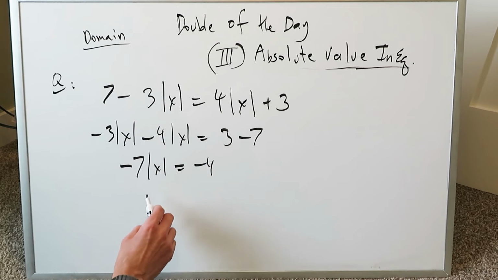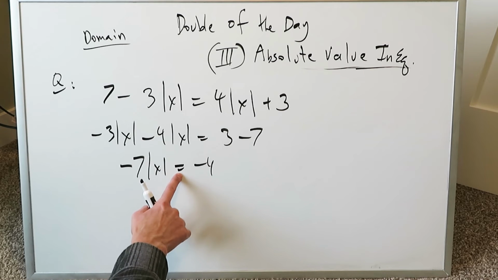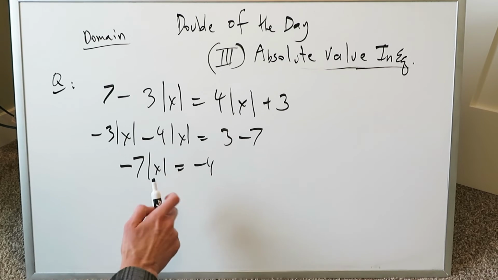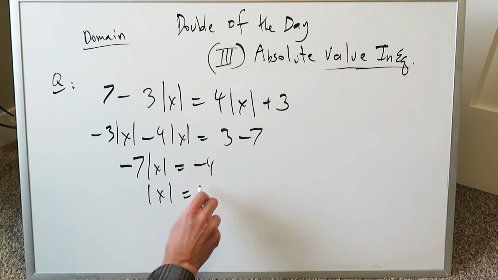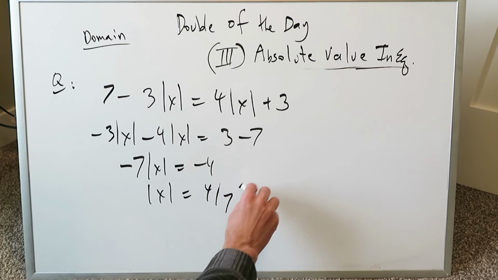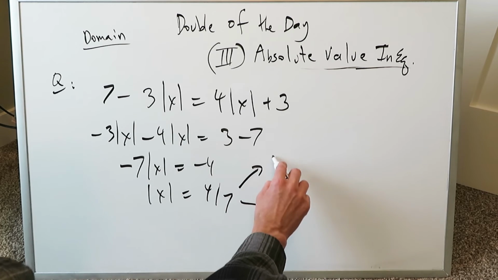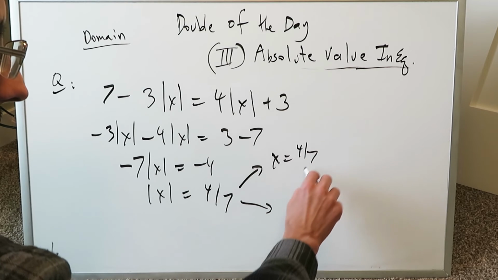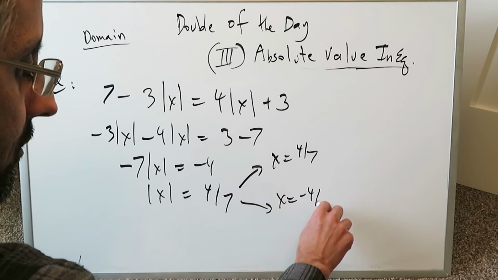Take the minus 7 on the other side. Remember, things won't flip around or whatever because you have an equal sign here. Absolute value x is equal to 4 over 7. Now you will demonstrate the two possibilities here. x is equal to 4 over 7 and x is equal to minus 4 over 7.